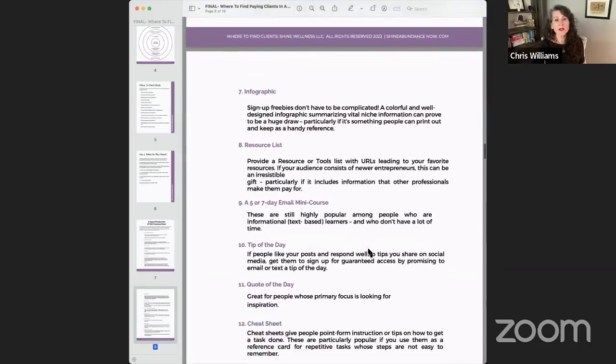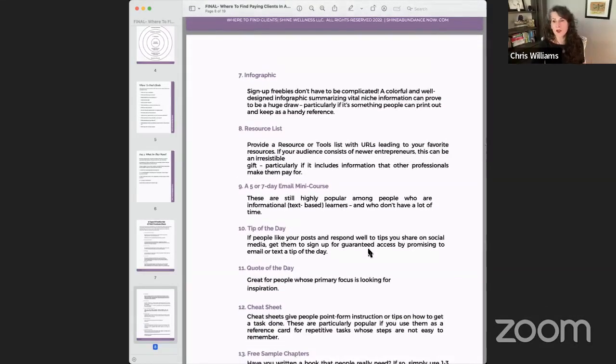Infographics. So these are really fun because they don't have to be complicated. They're easy to create. It's another one that you can use inside of Canva. And it can summarize information. And that can be a huge draw, particularly if it's something that people can print out and keep as a handy reference. So infographics are also really, really fun. There's a lot of different coaches that will do infographics on their process and what falls into the process.